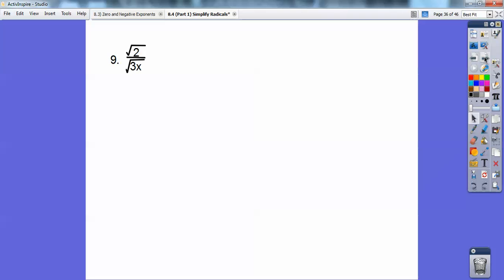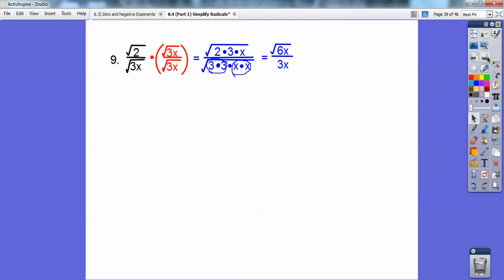Okay, I'm going to multiply again, this one but times 1, but my 1 is going to be the square root of 3x over 3x. That way I'll have two 3's on the inside and two x's on the inside that come out. Okay, so you can have the radical in the top, you just can't have the radical in the bottom. So here's my 2 times my 3x, and then here's my 3 times 3 right here, and then here's my x times x. So I have two 3's on the inside downstairs, two x's on the inside downstairs, and there's my answer.